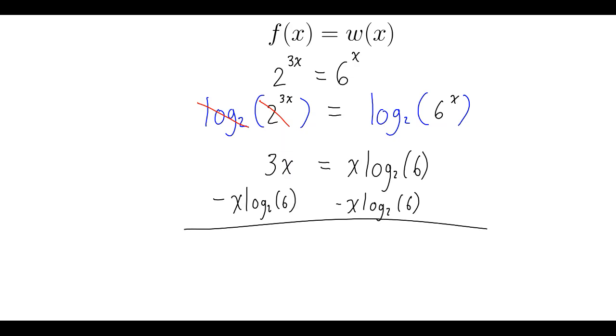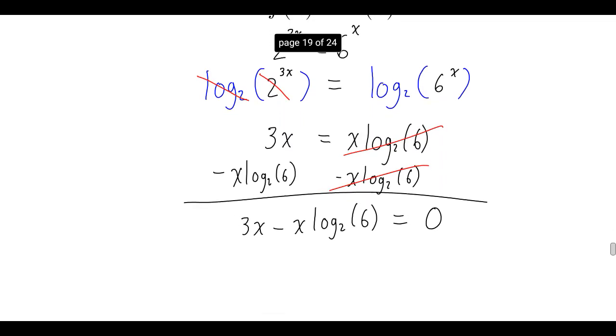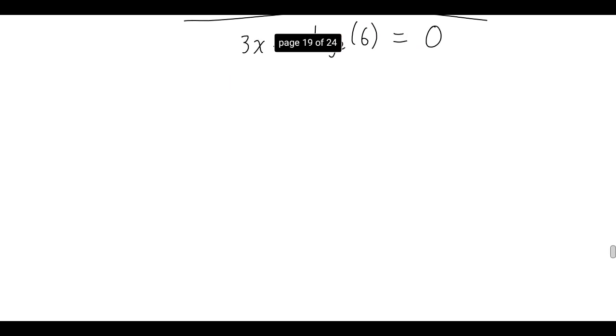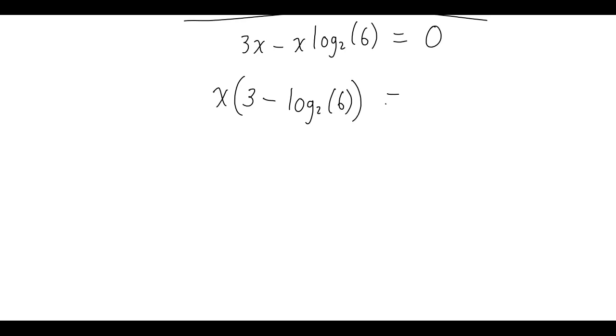And that will give me 3x minus x log base 2 of 6 equals, right side becomes 0, because, of course, x log base 2 of 6 minus x log base 2 of 6 will cancel each other out. Alright, so now I can factor out a common factor x. That leaves me with 3 minus log base 2 of 6, and that equals 0.